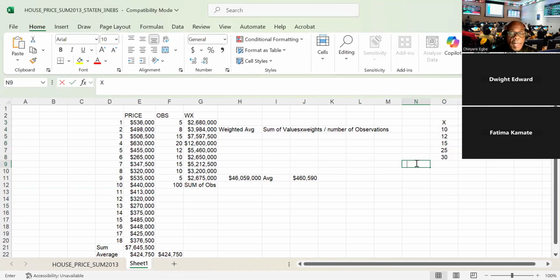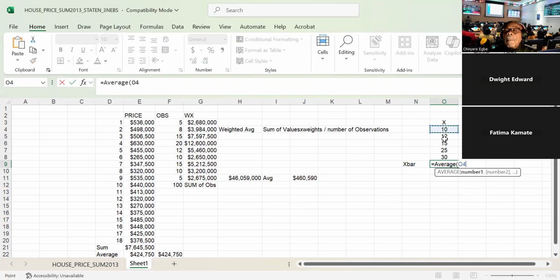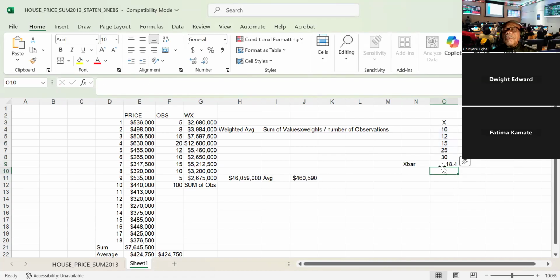Okay. So I'm going to calculate X bar, which is the mean of the values of X. There are no weights, there are no frequencies. Each value occurs only once, as opposed to say each value occurring several times, different levels of frequency. Okay. So X bar is simply the average. So the average is 18.4. All right.